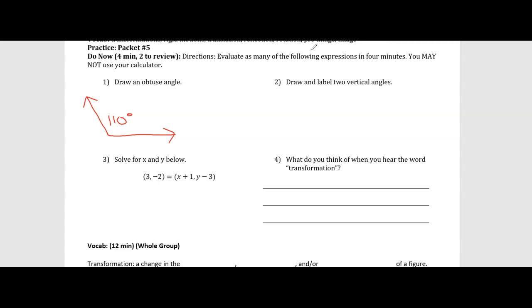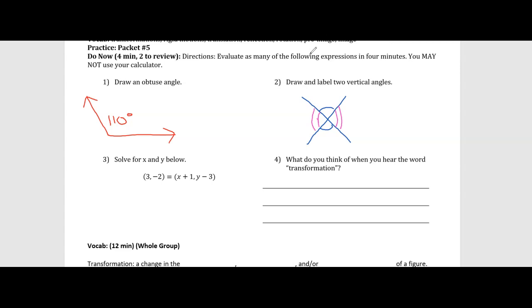It says draw and label 2 vertical angles. Well, remember, vertical angles are angles formed by 2 intersecting lines, and they're the angles across from one another. So the top and the bottom angles would be vertical. If they're vertical, we know they're also congruent, so that's why I put the 2 arcs there. But we also have 2 vertical angles here on the left and right hand sides, and those 2 would also be congruent. All right, let's go with number 3.